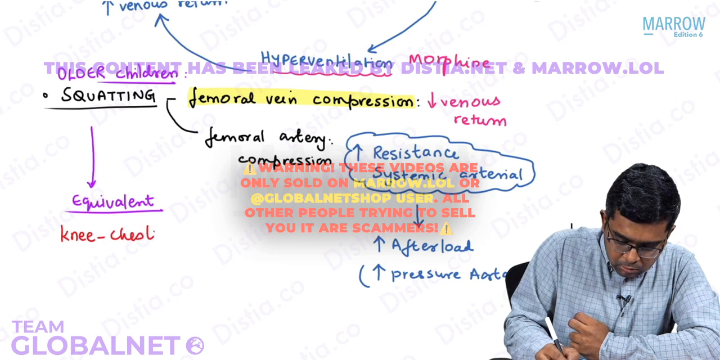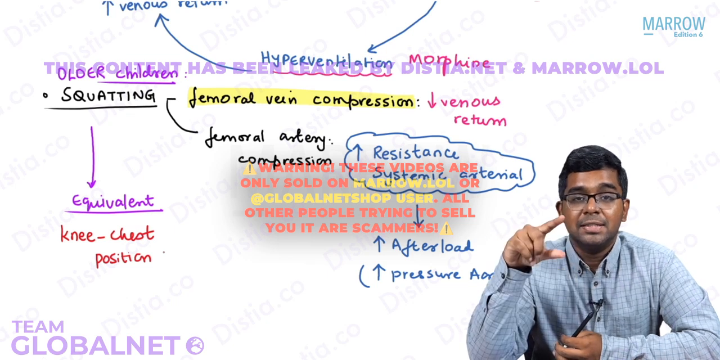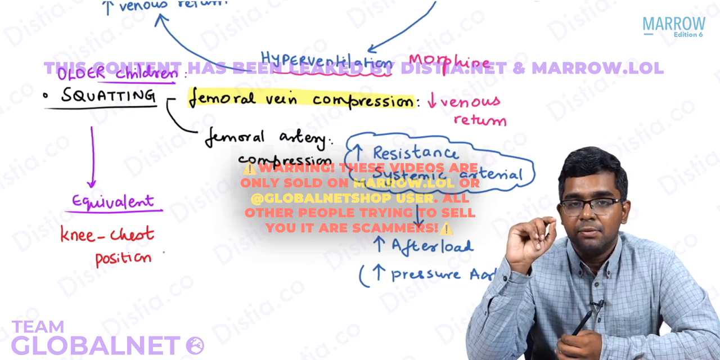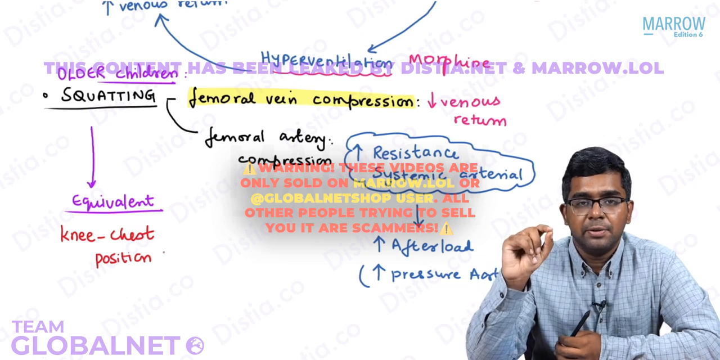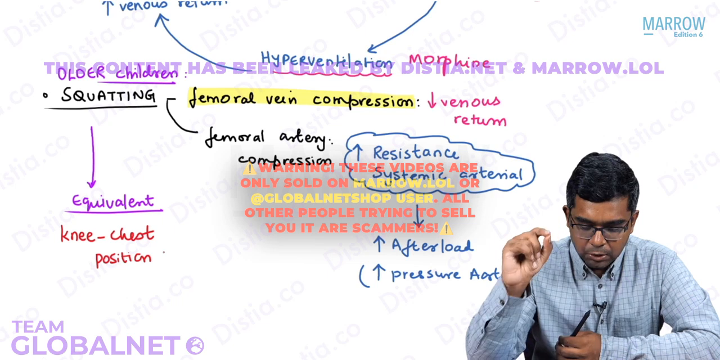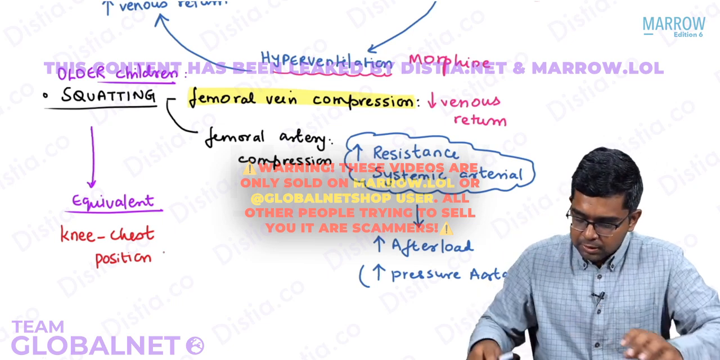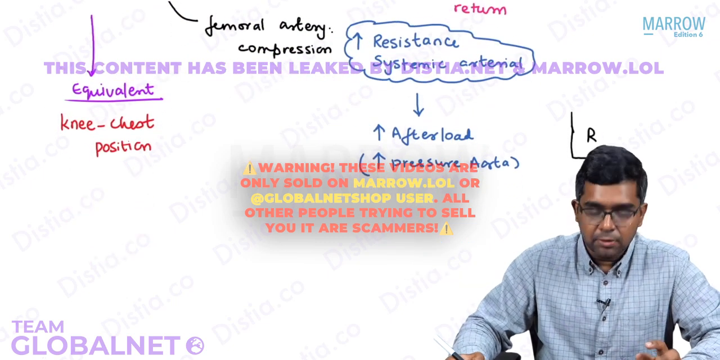You can easily imagine that in the knee chest position also, what will be getting compressed? It is the thigh which will be getting compressed. When the thigh is getting compressed, automatically the femoral vessels also will get compressed. That is why I am saying knee chest position is the equivalent of squatting in young children. Okay, right. So this is the next way of managing the cyanotic spell.